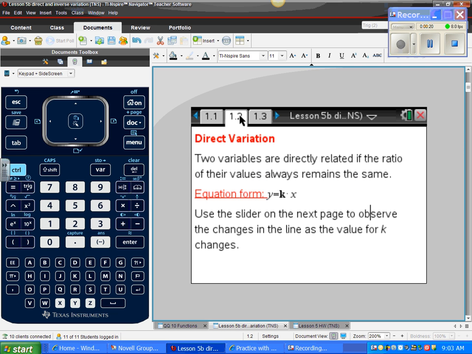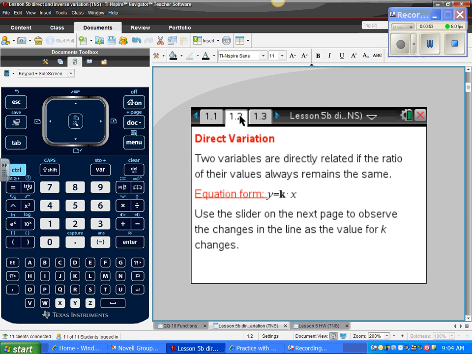Direct variation is when 2 variables are directly related if the ratio of their values always remains the same. So basically what I need you to take from this is the formula. Direct variation equals y equals k times x, okay? So when you see the word varies directly, you have to automatically write down the equation y equals k times x. Think you can do that?